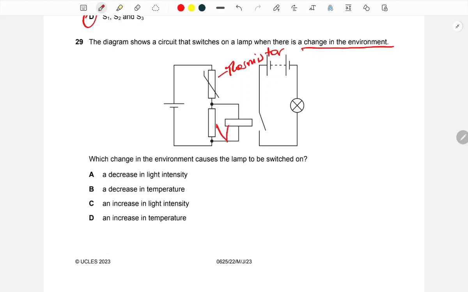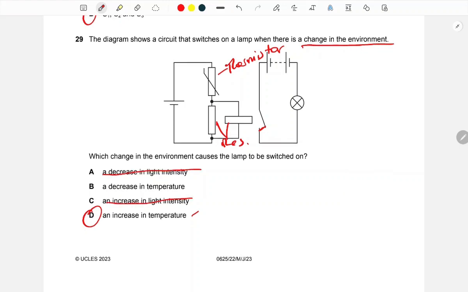And these two are just resistors. So now a thermistor is dependent on temperature. So we can remove choice A because it has nothing to do with light intensity. Now when the temperature is increased, the resistance increases. That's how a thermistor works. So the resistance increases, so less current would be allowed to pass. So that's how the relay works. And then this switch would be turned on. These two would connect and the switch would be turned on. So our answer is going to be an increase in temperature, which is going to be D.